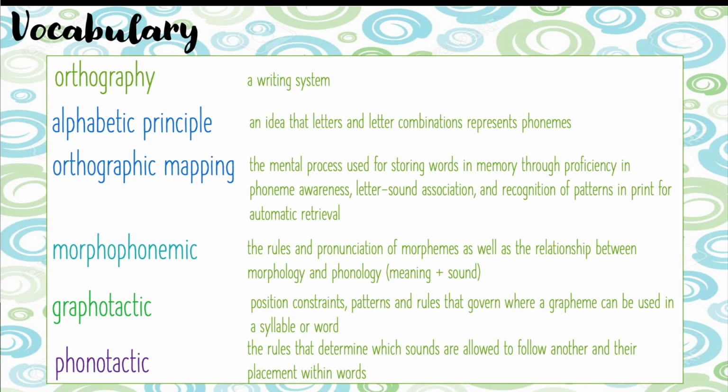So when we're looking at spelling guides to help us determine which letters to use, there are graphotactic, positional constraints, and there are phonotactic, or sound constraints. Certain sounds are not going to be allowed to follow each other, therefore certain spellings are not going to follow each other. And if you have a certain sound, you must have this kind of a spelling occur.